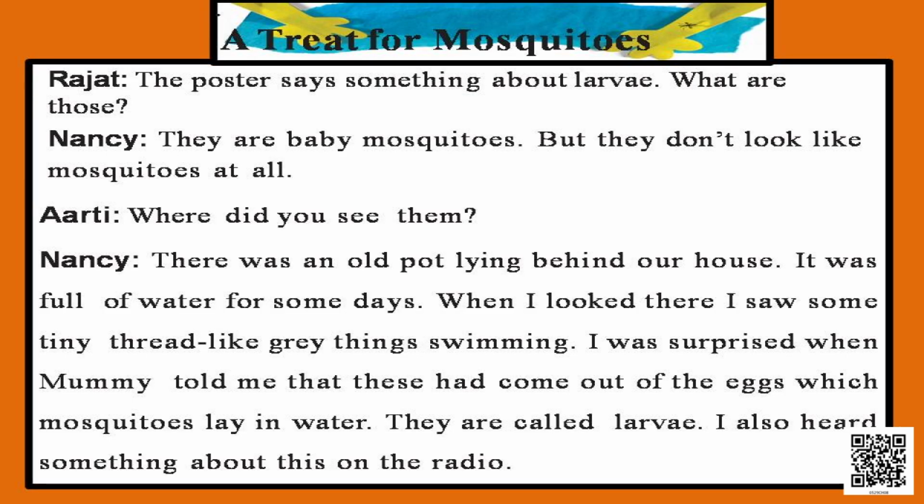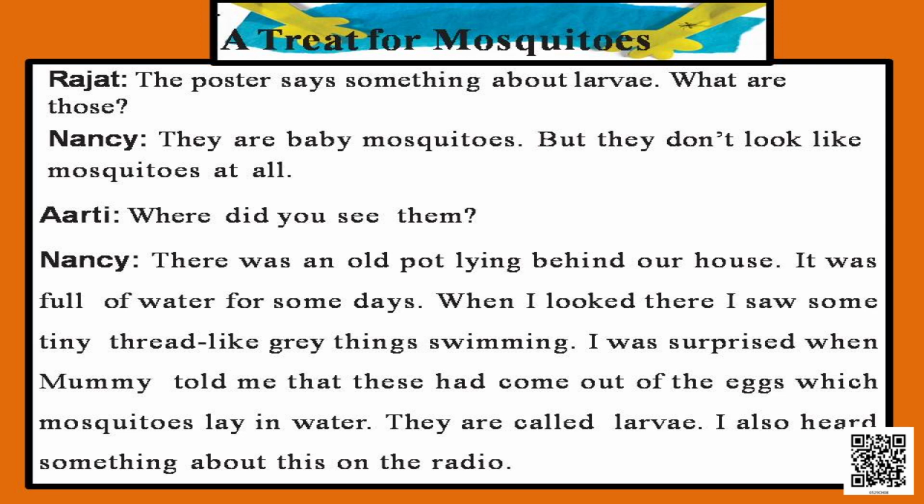Arti asks, where did you see them? Where could you see the larva? Nancy had a very good experience and she had seen those baby mosquitoes, the larva. She explains, there was an old pot lying behind our house. It was full of water for some days. When I looked there, I saw some tiny thread-like grey things swimming.